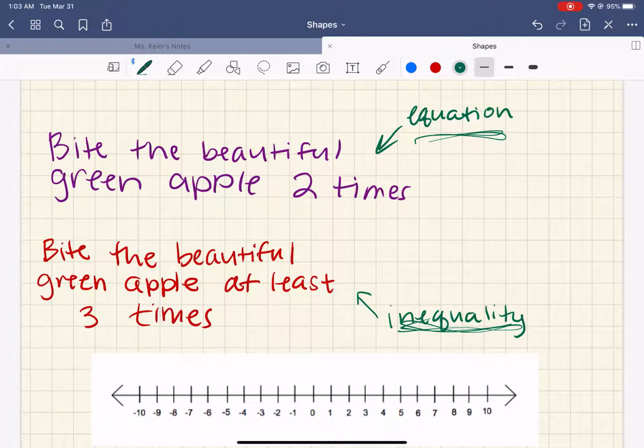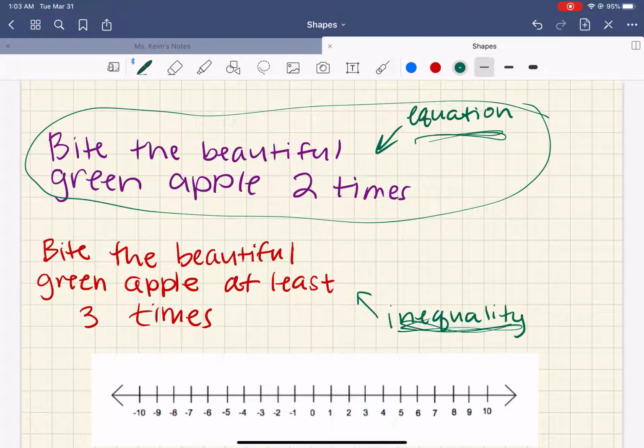Because once again, this situation represents something where the bites are equal to 2. This situation represents bites that aren't necessarily equal to 3. So once again, it's an inequality. It's not equal to 3. Okay? We're comparing the bites to 3.